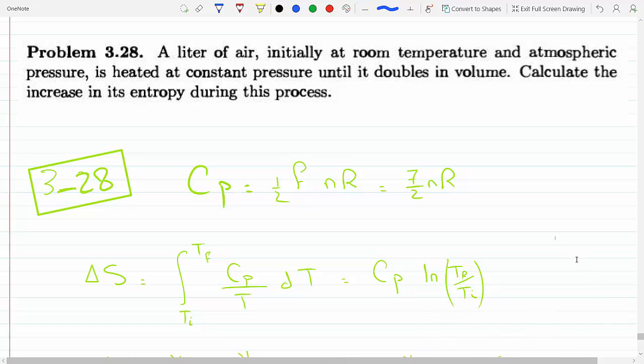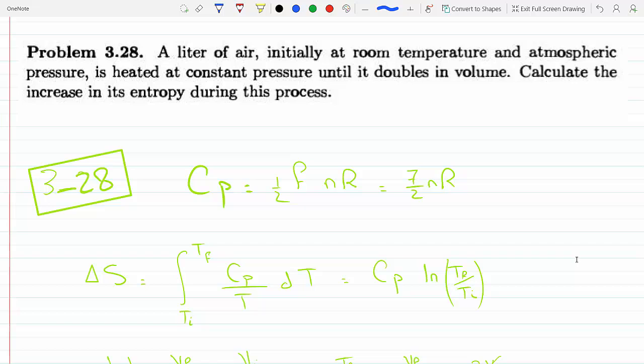Therefore, the only difference between this formula and the problem before this one is that, instead of using the heat capacity at constant volume, because the volume is actually doubling here, it's not staying the same, we use the heat capacity at constant pressure, where the pressure is remaining the same. Now the question becomes, how do I find Cp?